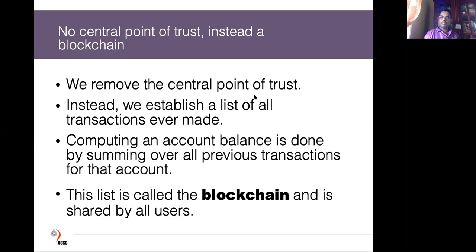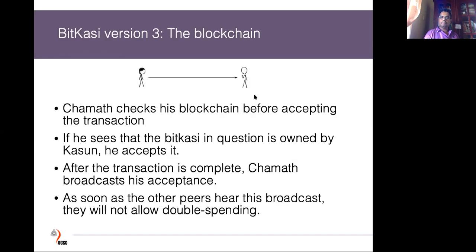What is this blockchain? Blockchain is an open distributed ledger. Actually, not decentralized, or distributed. The better way to say it is distributed ledger. The correct name is distributed ledger.